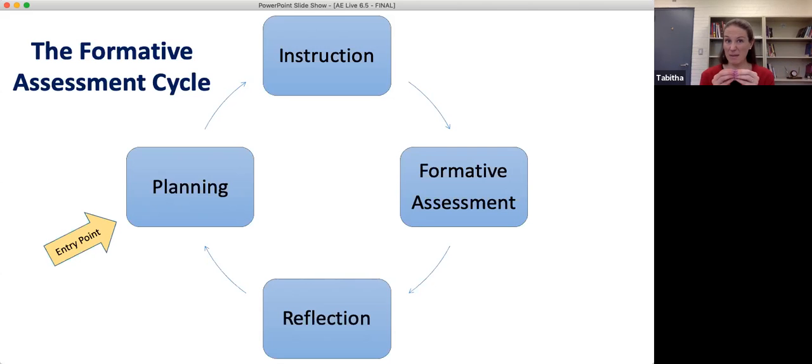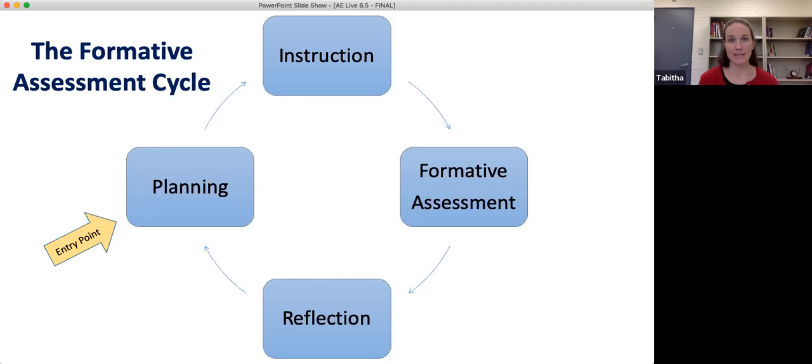But it could also be smaller than that. It could be seeing that students are struggling on one activity and adjusting your plan as you go during a lesson. It can also be bigger. So it could be planning whole units or semester-long programs based on student progress during the previous unit or semester.